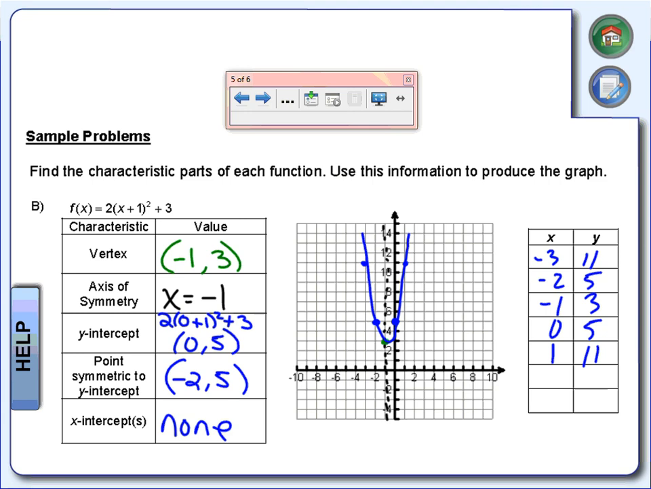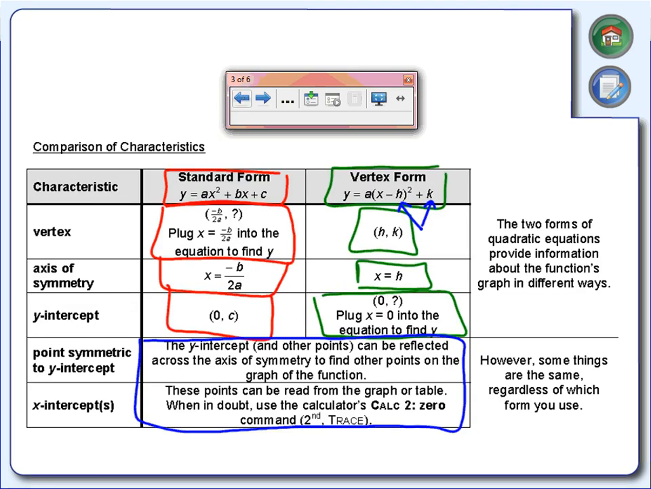Now it works a little bit differently when we have the standard form, which is the next one we're going to look at. So let's go back to the very beginning here and take a look at the notes. I'm looking at standard form now, y equals ax squared plus bx plus c. To find the vertex, we're going to plug in x equals negative b divided by 2a into the equation and find y. To find the axis of symmetry, we're going to use x equals negative b over 2a. To find the y-intercept, we're going to use (0, c). And to find the last two, we're going to do exactly the same thing we did earlier, which is use the calculator. So let's see how we do that.